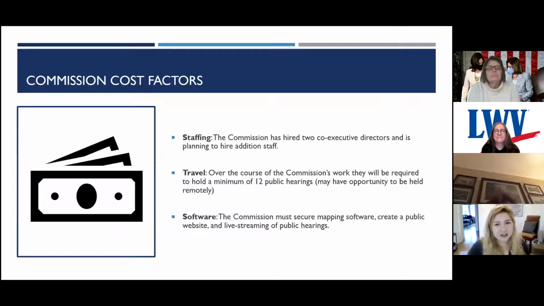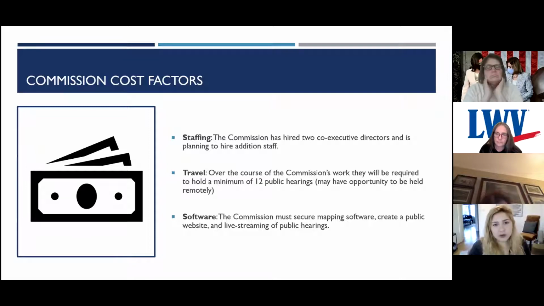Also, travel. The commission is mandated to have 12 public hearings at certain locations throughout New York State, which I have on a later slide. They are technically supposed to have these hearings in person because they're supposed to represent the geographical areas within those different regions. The commission has said more likely than not, these meetings will be held remotely, but we do believe there needs to be money laid aside in case we do have in-person meetings in the later half of the redistricting cycle. And finally, software.